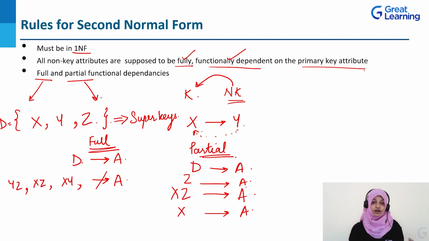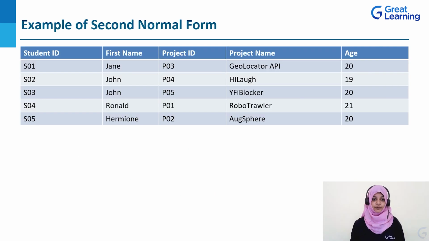Therefore, what we're trying to say here is that in full functional dependency, we cannot define the non-key attribute with a subset of the key attribute. Whereas in partial dependency, the non-key attribute may also be fully defined by a subset of the key attribute. What we need in second normal form is full functional dependency. This means that no subset of the key attribute should be able to define the non-key attribute. Let us understand this with an example. Let us consider this example.